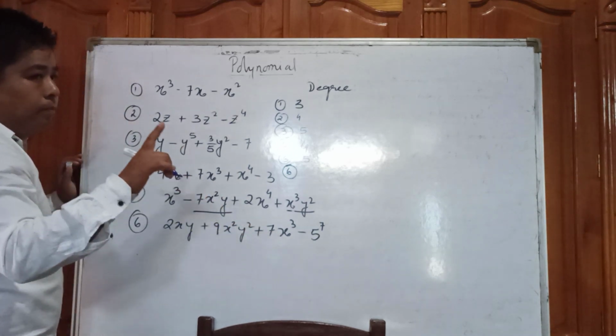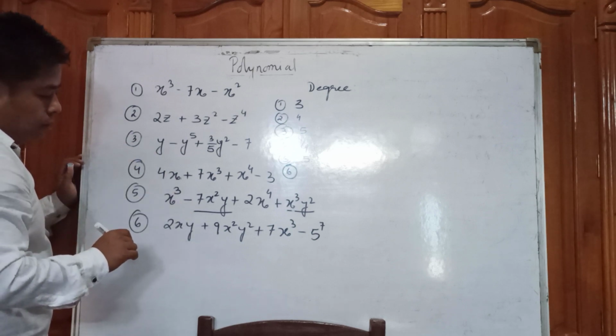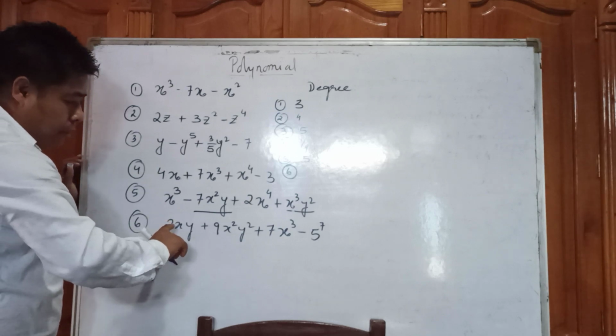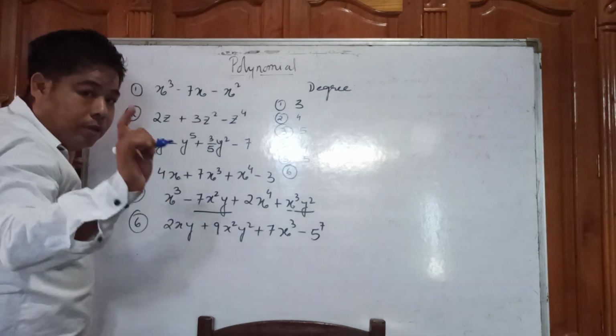Now, many a time students make mistakes. They are looking at the powers, and sometimes in a hurry they say the degree is 7 because they are looking at the highest power here, which is 7, but it is not 7.